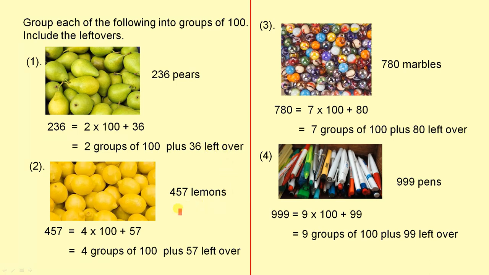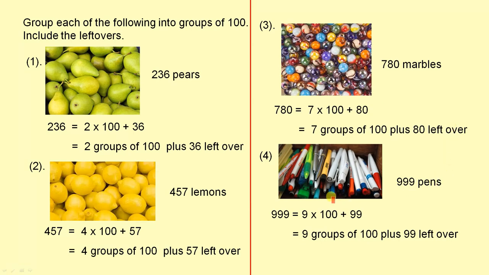457 lemons. 457 is 4 times 100 plus 57. So we have 4 groups of 100 plus 57 left over. 780 marbles. 780 is 7 times 100 plus 80, which is 7 groups of 100 plus 80 left over.